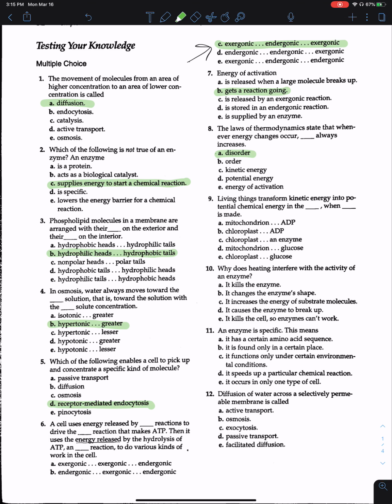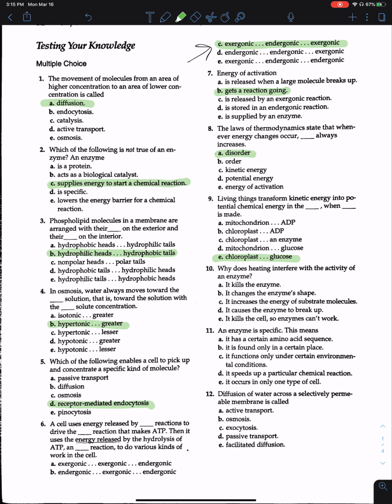So moving on to number 9. Living things transform kinetic energy into potential chemical energy in the blank when blank is made. Okay, so another kind of two-part thing where you fill in the gaps. In any case, we have to pair up the organelle for the first part with whatever molecule it's actually making. Only one of these is actually correct, okay? So let me indicate the correct answer. E is the actual correct one.